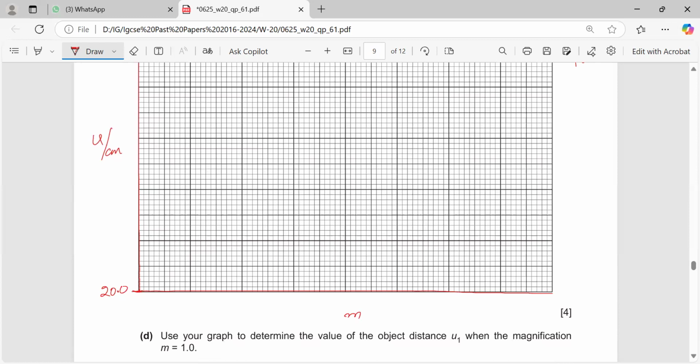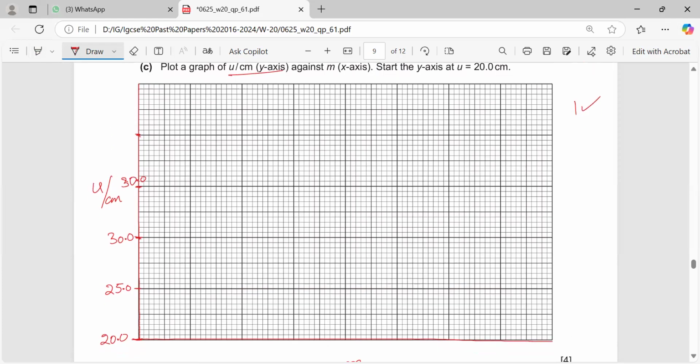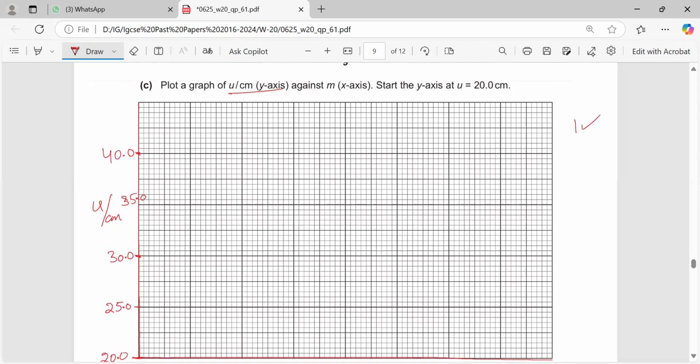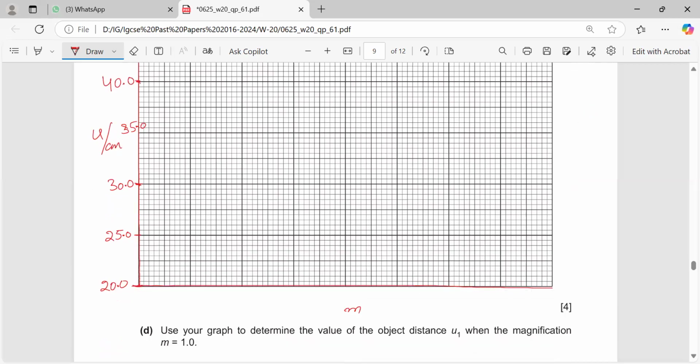So I'm going to choose them. See, 20, this is 25.0, this is then 30.0. Now it should be better here. Oh no, no, here wrong, not 30. This is 35.0, and here it is 40.0. So up to 40 we are supposed to go. And why have I done it like this? So that our data is more scattered, covering more than half of the grid on the y-axis.